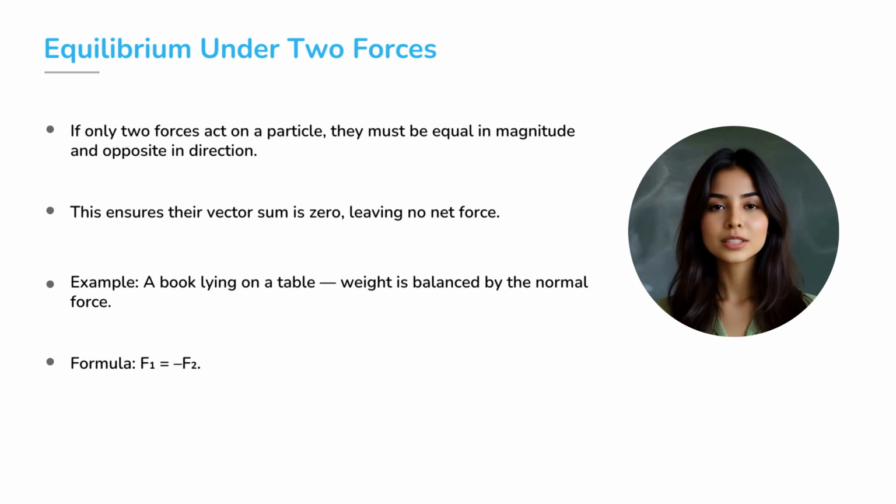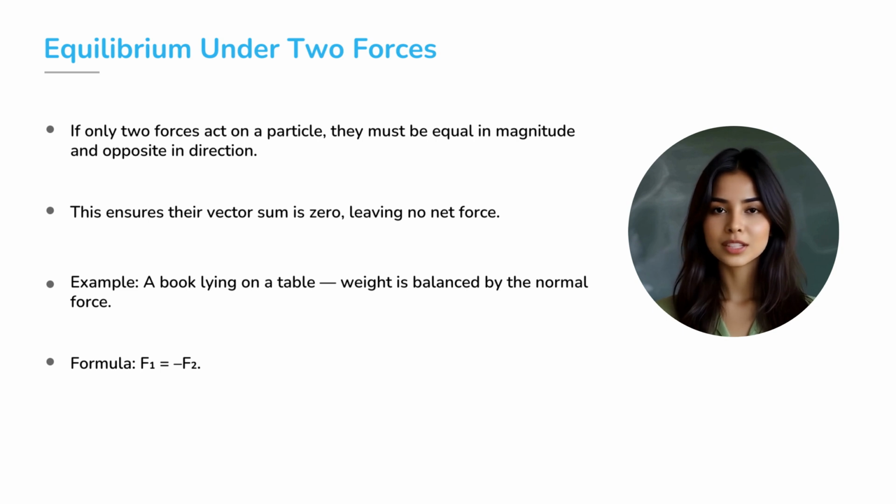Let's first look at the simplest case, two forces. For a particle to be in equilibrium under two forces, the forces must be equal in size and opposite in direction. In that case, their vector sum is zero.